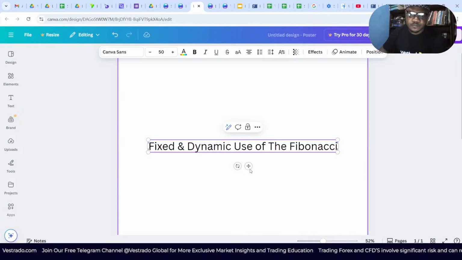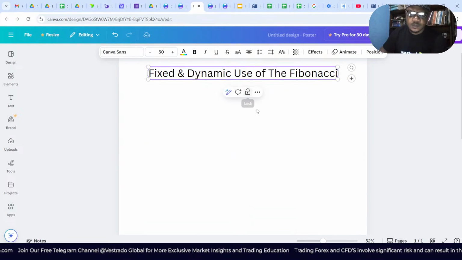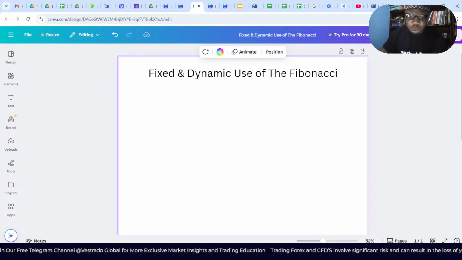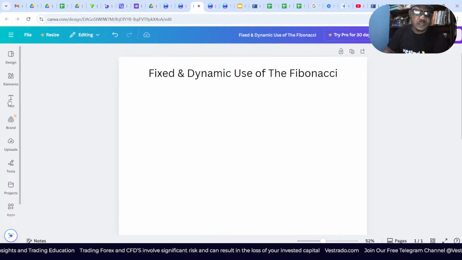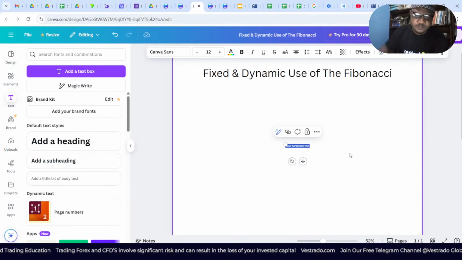It's important to know this. There are different types of Fibonacci tools in the market. So let's look at all of them.